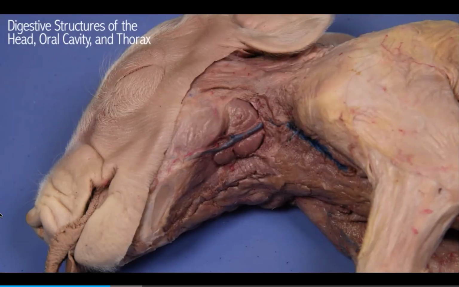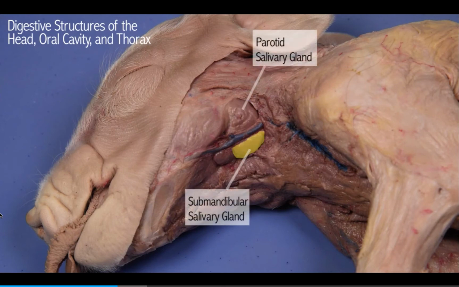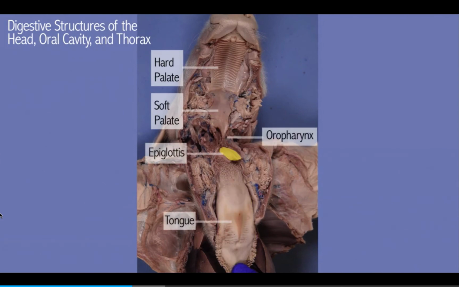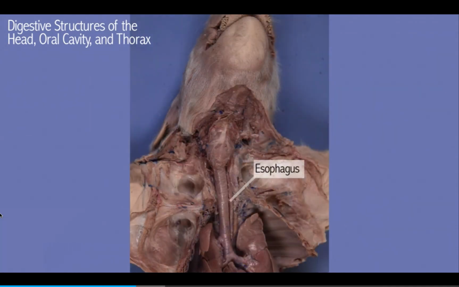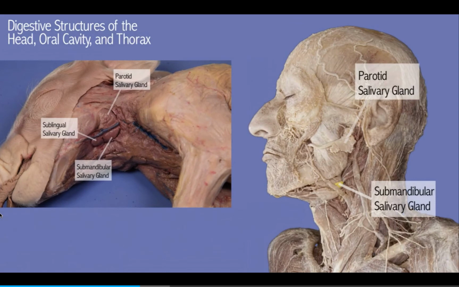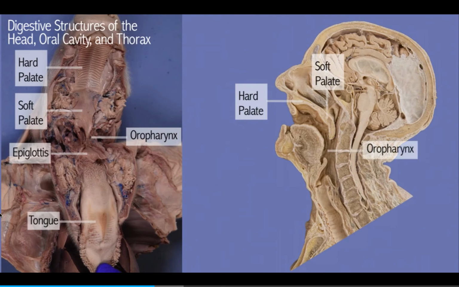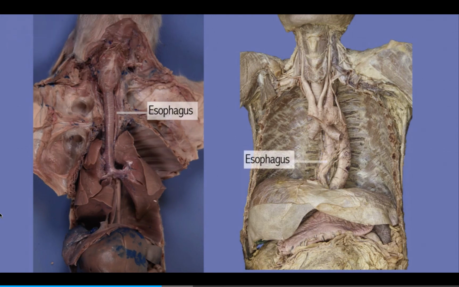To review, digestive structures of the head, oral cavity, and thorax are the parotid, submandibular, and sublingual salivary glands, hard palate, soft palate, oropharynx, tongue, epiglottis, and esophagus. The parotid, submandibular, and sublingual salivary glands are homologous in the human, as are the digestive structures of the oral cavity: hard palate, soft palate, oropharynx, tongue, and epiglottis, and the esophagus in the thorax.